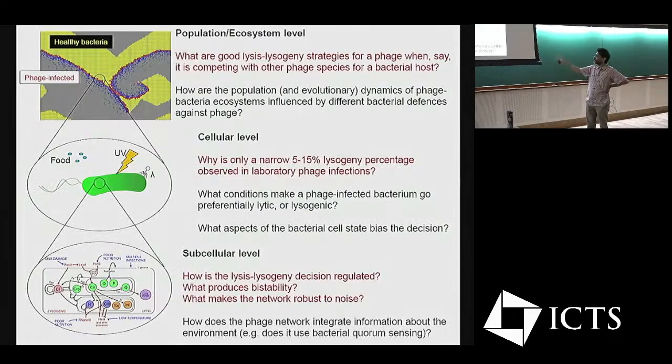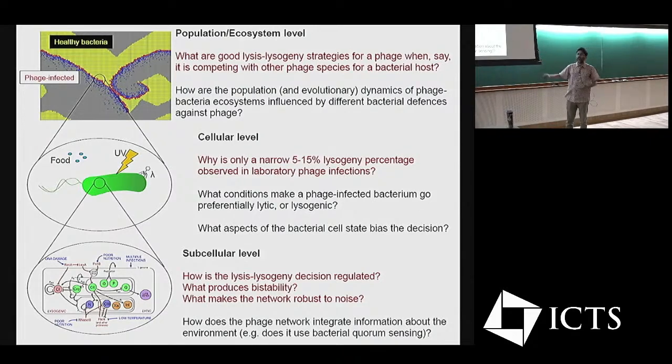Don't worry about this very dense type, but the idea is to show you that you can ask questions about this at a subcellular scale, at the scale of what are the genes and networks that are encoded in the viral genome. How are these viral genes regulated? What feedback loops are there? How does that even allow you to have these two states that you can go into?